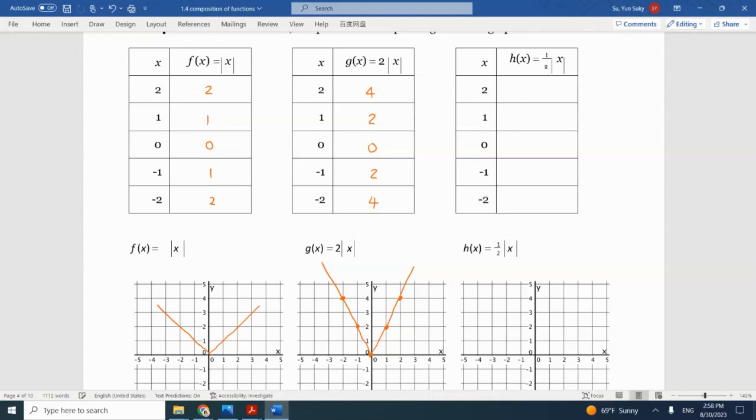Okay, let's continue. So this one you multiply by 1 half. Okay, everybody? So it's all these numbers multiplied by 1 half. So 2 times 1 half is 1. And then next. So 2, 1 here. 1, 1 half, 0, 0, negative 1, 1 half, negative 2, 1. Okay. So this one is like stretch. This one is like compress. Right, everybody?